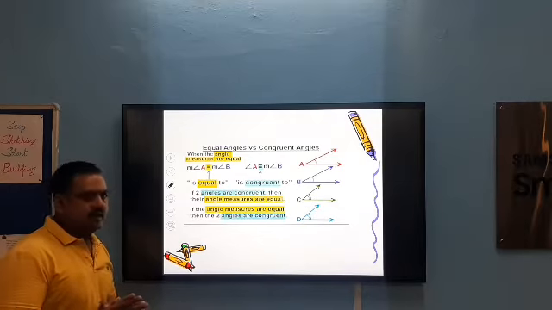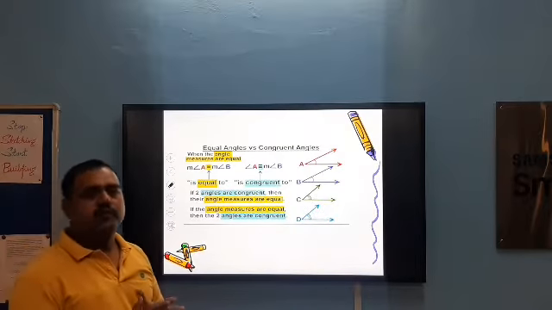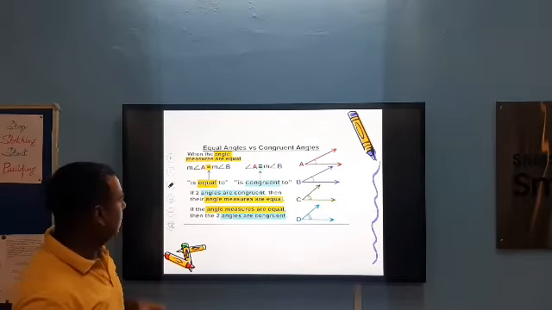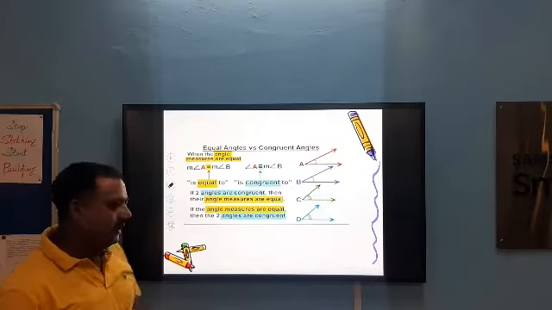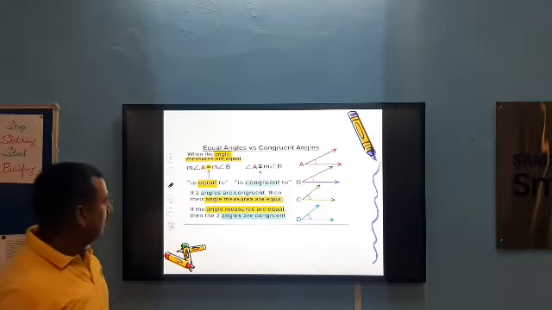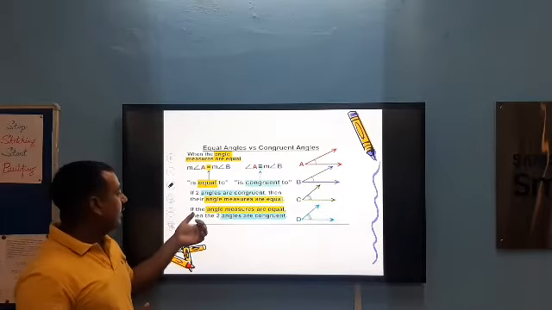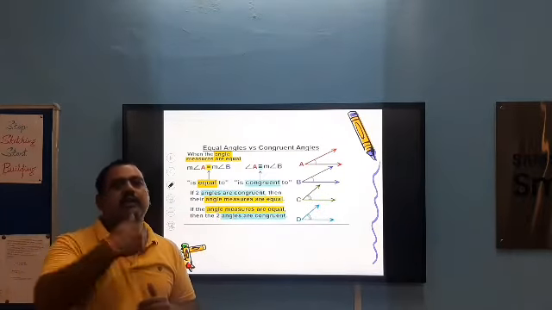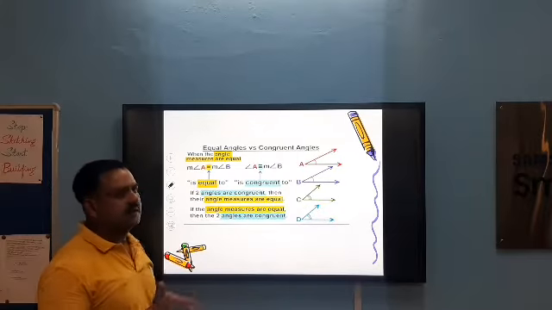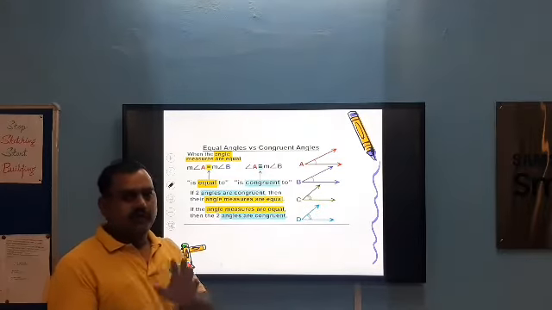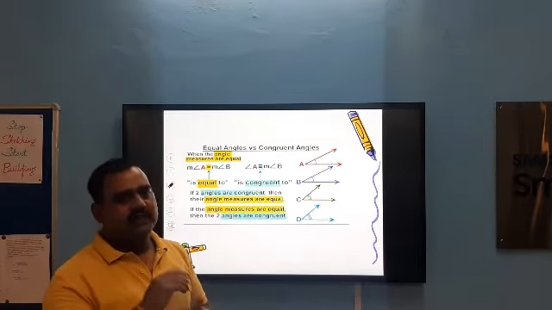In the case of angles, the property is like this: if two angles are congruent, then their angle measures are equal. Or if the angle measures are equal, then the two angles are congruent. So this phenomenon is vice versa.